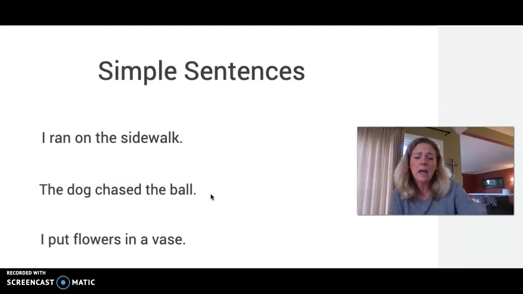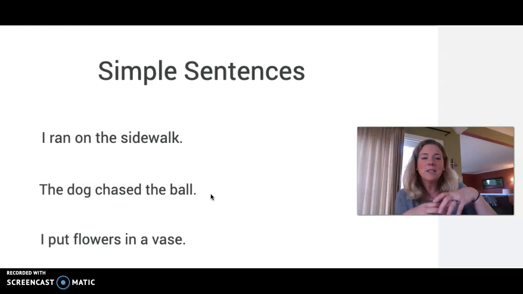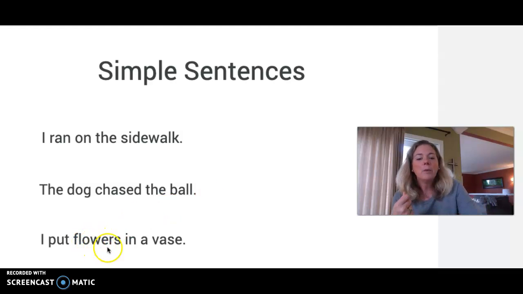The last sentence, I put flowers in a vase. I is the subject. Put flowers in a vase is the predicate. That's the action of what's happening. And then I am the one that's doing it, so I am that noun. Flowers, vase, those are our nouns.